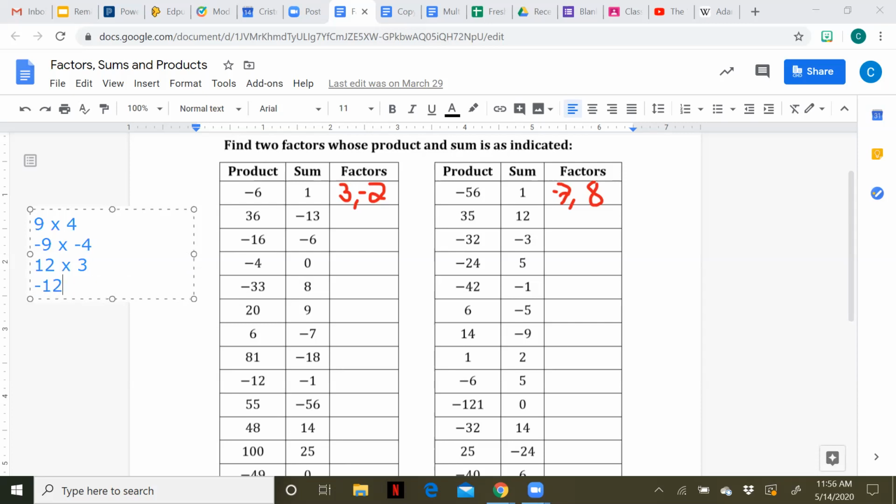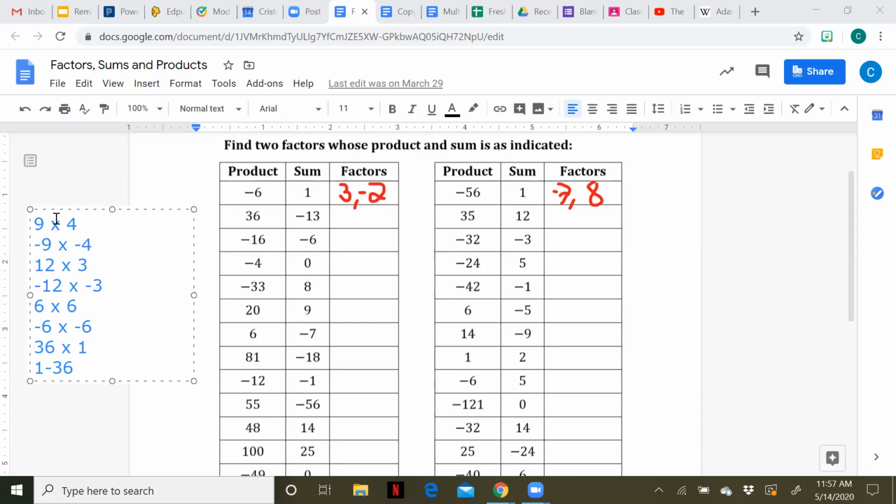And don't forget the negatives, guys, because that could also come up. -12 times -3. Can you think of anything else to equal 36? 6 times 6. Good. 6 times 6. Or -6 times -6. And don't forget the last one, which is 36 and 1. Or -1 and -36.